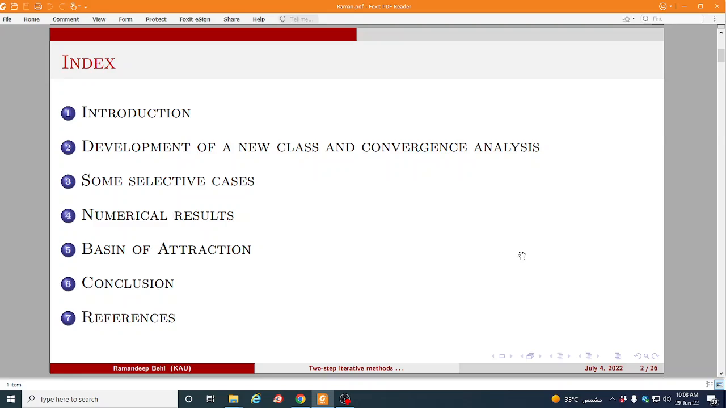So this is the index of our presentation. First of all, we give some introduction about our research, then development of a new scheme and their convergence analysis. Then later on we will discuss some selective cases of our schemes, then numerical results, and there is another way for comparison of iterative methods based on the basin of attraction, where we check generally the stability and other stuff. Then later on, finally, the conclusion and references.